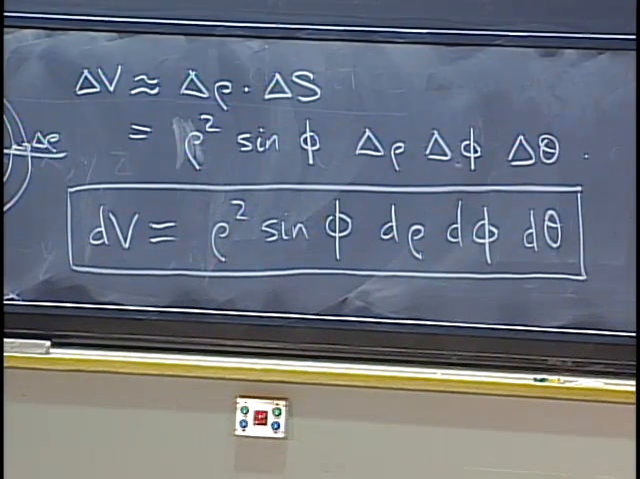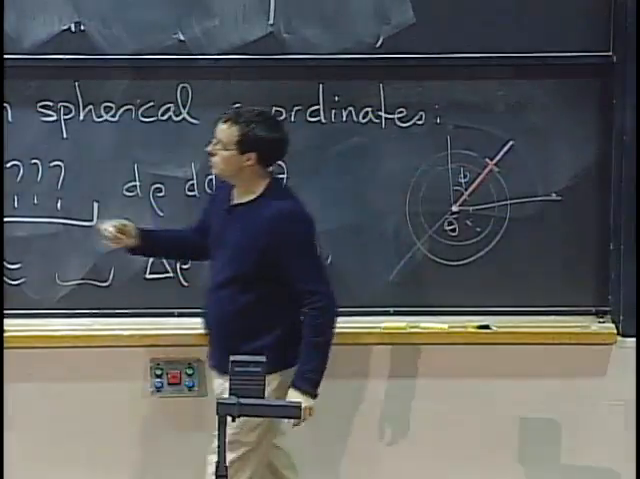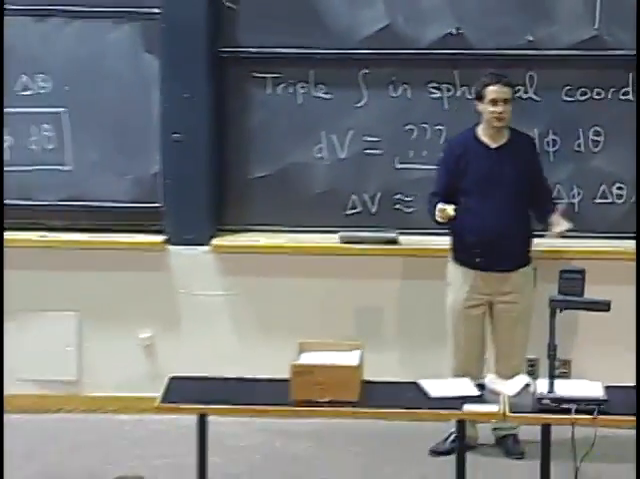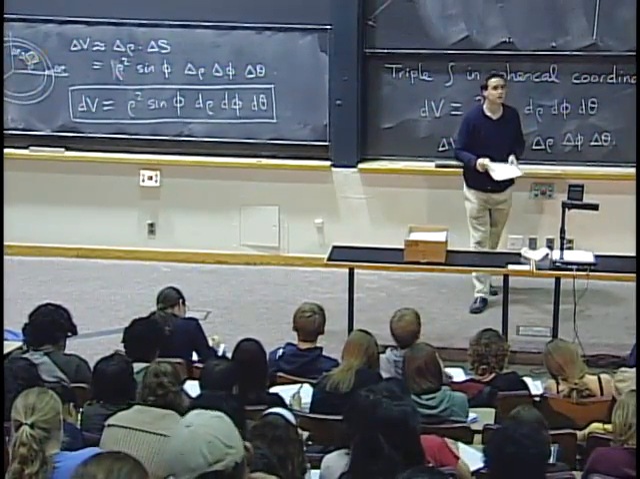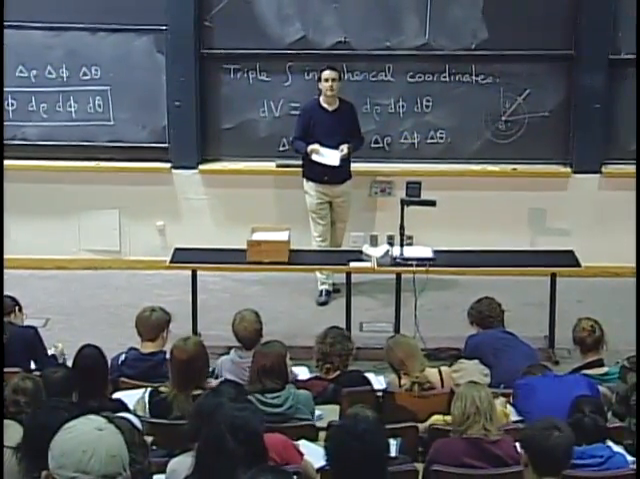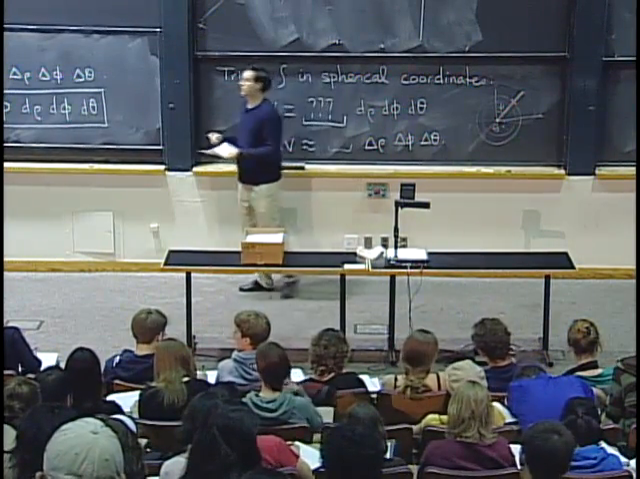Okay, so whenever we integrate a function and we decide to switch to spherical coordinates, then dx dy dz or r dr d theta dz will become rho squared sine phi d rho d phi d theta. Okay, any questions on that? No. Okay.